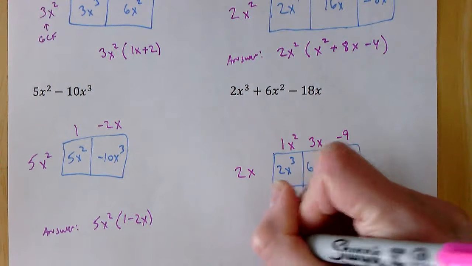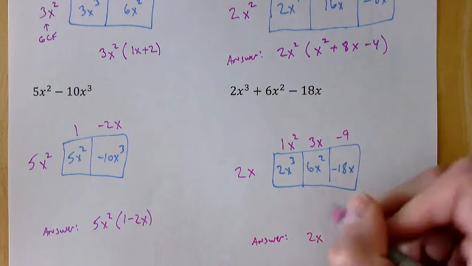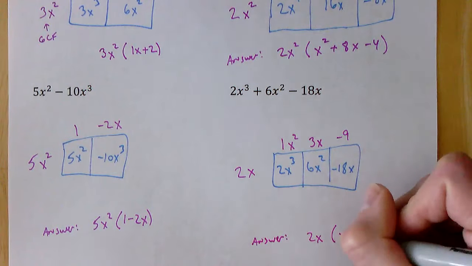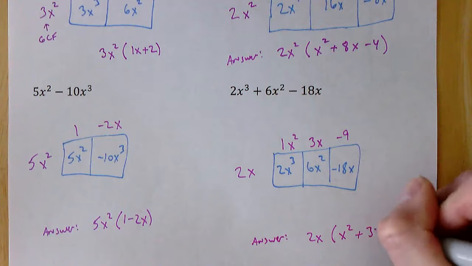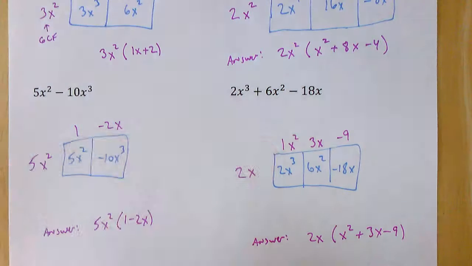All right, so again, my answer, my factored form is going to be 2x, and then parentheses to show they're all on the same side, x squared plus 3x minus 9. And again, you can write the 1 if you want to, but you don't have to. Okay? All right, and that is it. That is how we factor with a GCF.